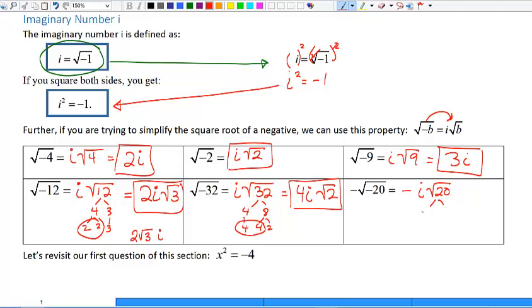Now 20 looks like it can reduce. I've got my pair of 2's. So we have the negative because of the negative in the front, 2 because a pair of 2 comes out, i, and the square root of 5 stays home.